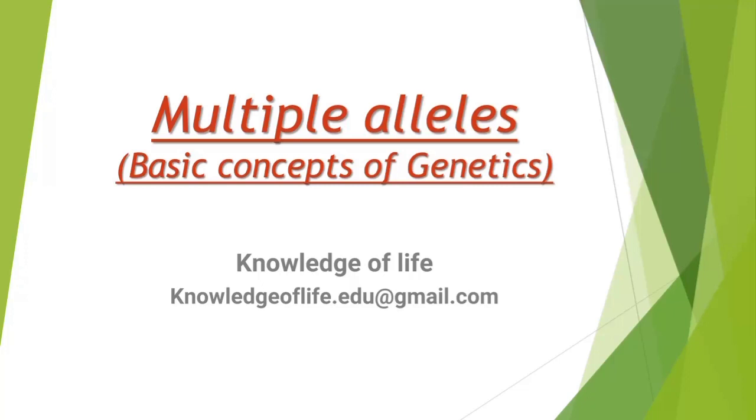In today's video, we will discuss multiple alleles. In the previous videos, we have discussed Mendel's laws of inheritance: the law of dominance, law of segregation and law of independent assortment. Now, in each of the 7 pairs of characteristics studied by Mendel, there were only two alternative forms of each character. That is, there were basically two contrasting characters present in the gene, or two kinds of alleles present.